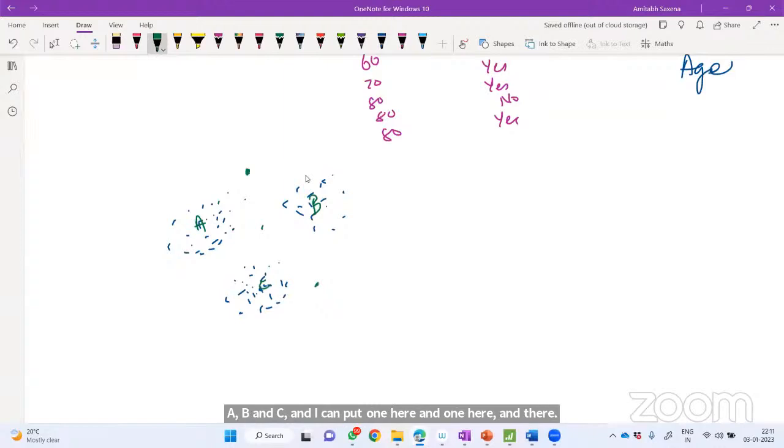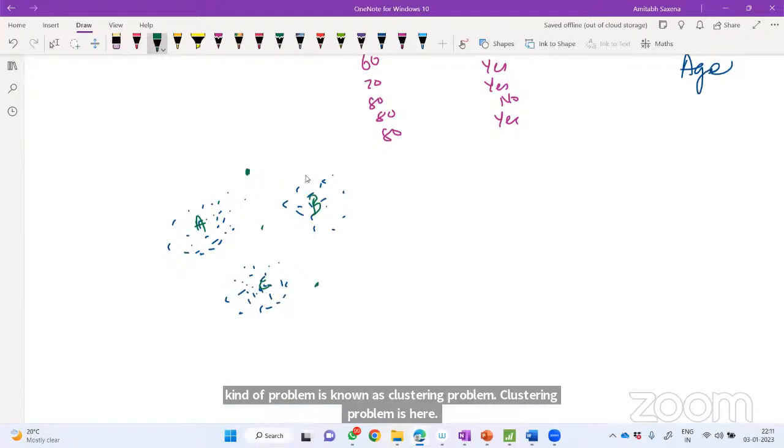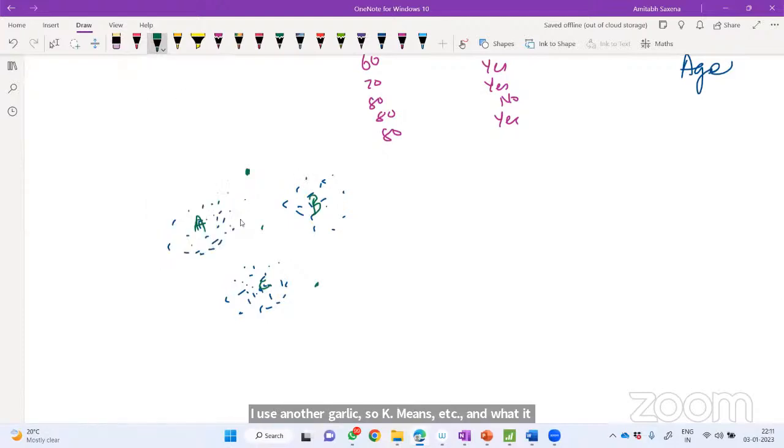This kind of problem is known as a clustering problem. For clustering, I use another algorithm like k-means, etc. What it will do is tell me the three locations of your vaccination centers, because the distance is minimized with these three locations. It will find those three locations for you. You just call the relevant function. Understand the kind of problem, say, oh, this is a clustering problem, apply that algorithm, and you'll get an answer.